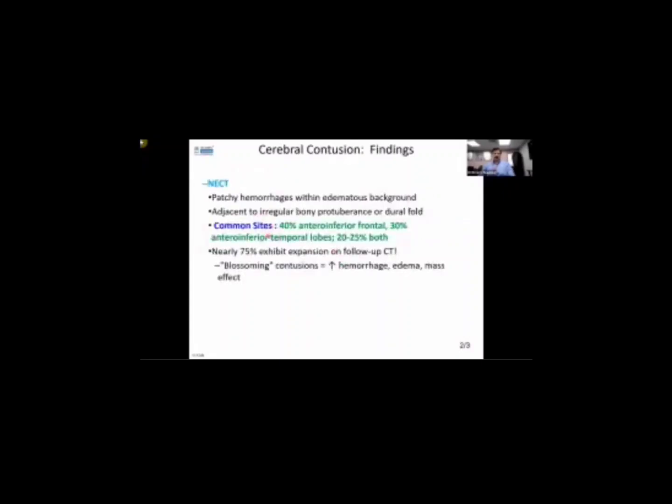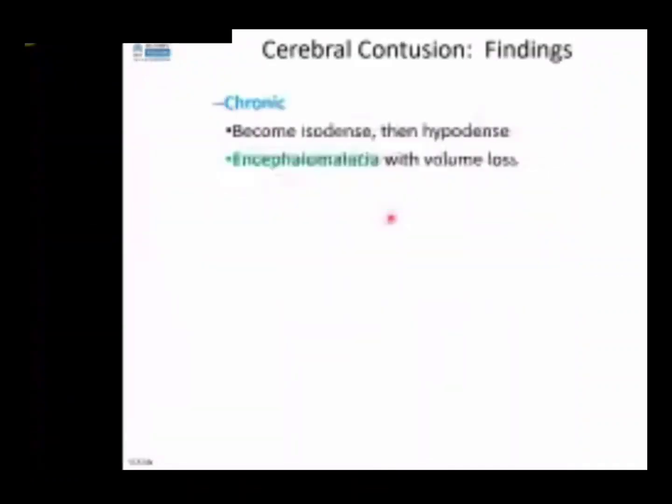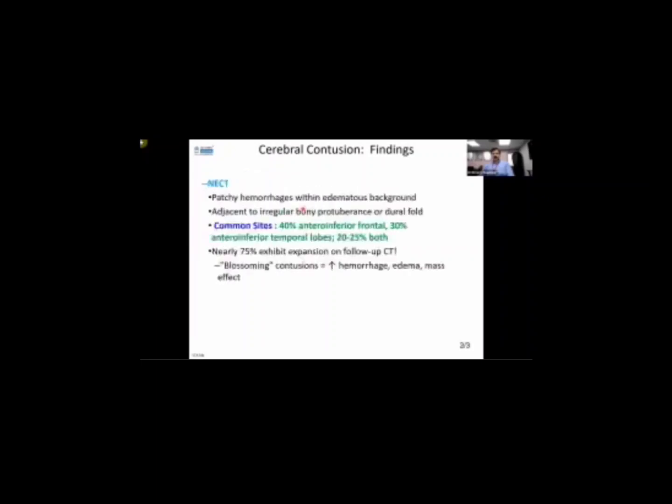You have to remember this concept: the brain parenchyma gets a contusion where it hits bony protuberances or dural folds. Common sites are the anteroinferior frontal lobes and anteroinferior temporal lobes. So these are the most common sites. And in chronic cases, there can be encephalomalacia, etc., long term.